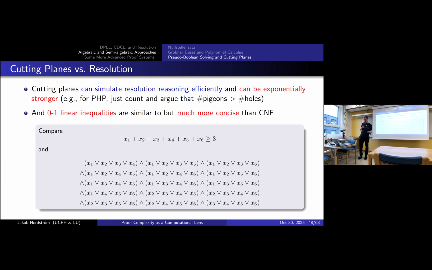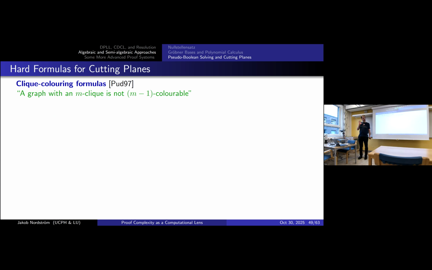So cutting planes is powerful, and I would say resolution by now is fairly well understood. We don't understand polynomial calculus as well, but we're reasonably good at understanding it. Cutting planes is really challenging. The earliest and most well-known lower bound for cutting planes is the so-called clique coloring formulas. So we don't know whether clique or coloring, whether that's a hard problem for cutting planes.